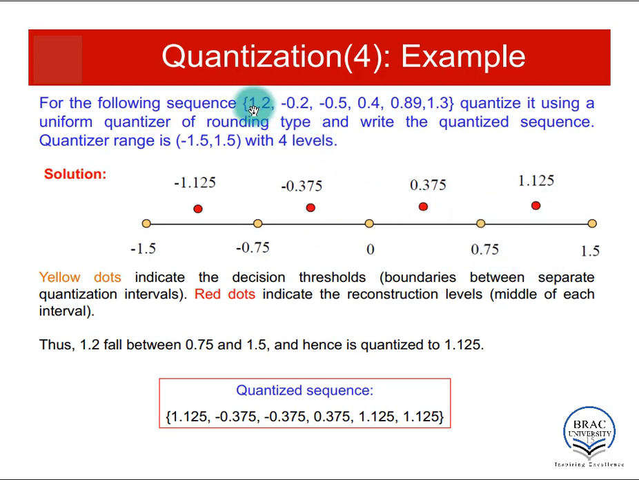So our first sample is quantized as 1.125, which is the 4th level, and we will encode it as 11. The next sample is quantized as minus 0.375. Minus 0.375 is our second level, and we will encode it as 01. So 11, 01, another 01. Then we have this level, which is 10. So 11, 01, 01, 10, 11, and 11. This whole thing is our digital sequence.